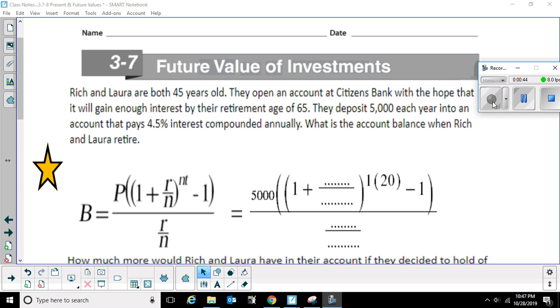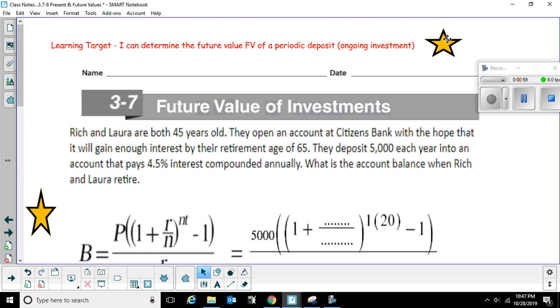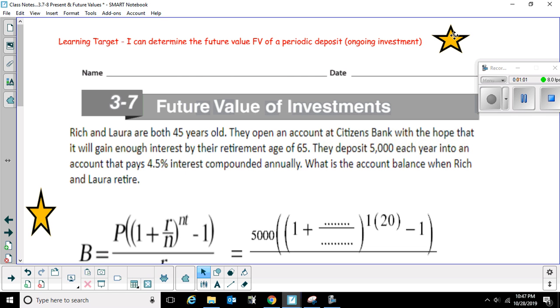Welcome back, class. All right, in this installment, we're looking at future values of investments. And our learning target is, wait for it. Our learning target is, I can determine the future value of a periodic deposit. And what I mean by that is, we're talking about determining the value of something when you're going to be making ongoing investments month after month.